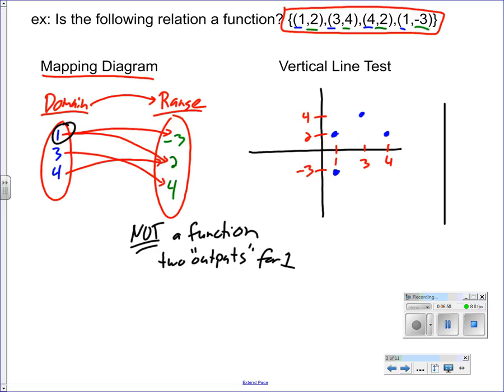So the way the vertical line test works, if you take a vertical line and slide it across the graph, if it's ever touching more than one point at a time, it's not a function. So right here when I get to 1, I'm touching 2 points at the same time. So it's not a function.